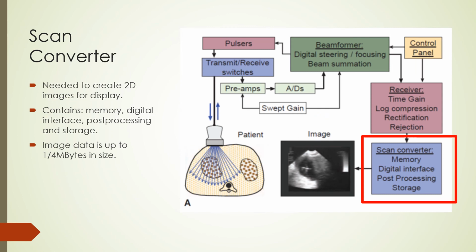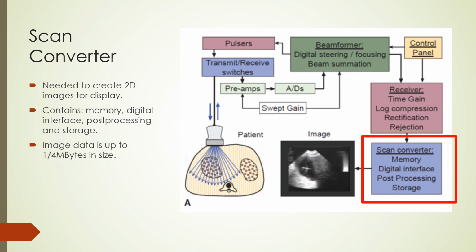The last module on this slide is the scan converter. The function of the scan converter is to create 2D images from echo information. It includes a memory center for digital information. The memory center is configured as a matrix of small pixels that represents a rectangular coordinate display. There is also a digital interface, post-processing software, and storage.